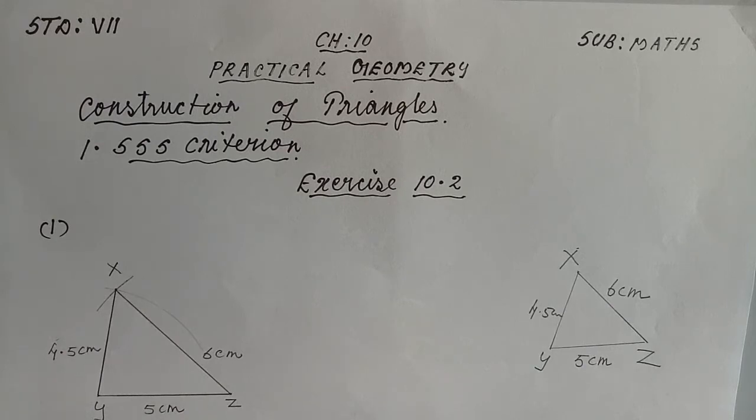So the steps of construction you have to write. Step number 1, draw a line segment YZ of 5 centimeter. Then with center Y and radius 4.5 centimeter, draw an arc of the circle. Then with center Z and radius 6 centimeter, draw another arc to cut the previous arc at the point X. Then join XY and XZ. Then triangle XYZ is the required triangle.